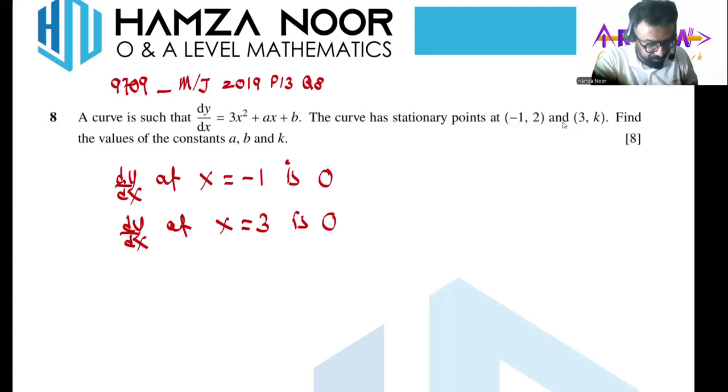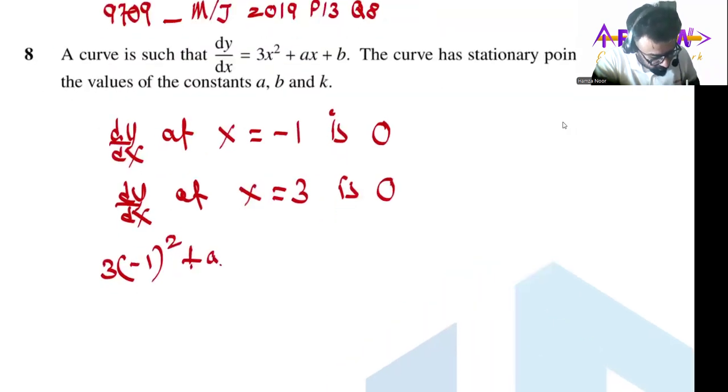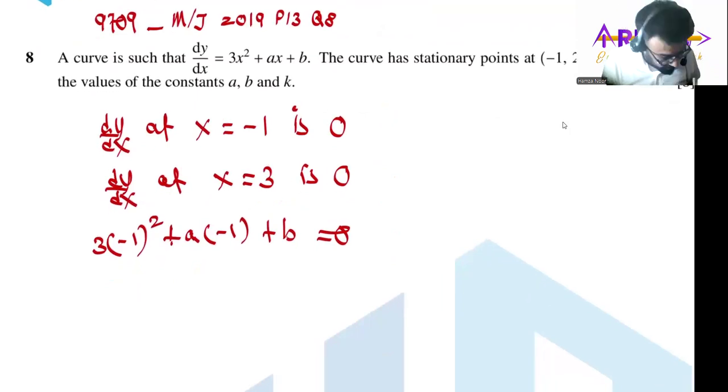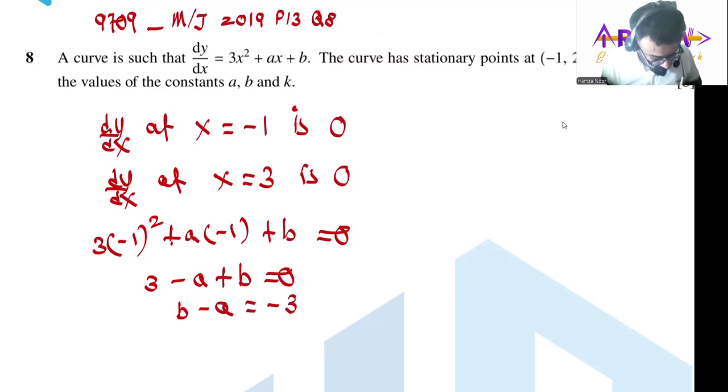So first of all, in the dy over dx function, I'm going to put x equals -1. So 3 times (-1) squared plus a times -1 plus b, and this whole thing will be equal to 0. So here we have an equation connecting a and b, which is 3 minus a plus b equals 0. Meaning I can say that b minus a is equal to -3. Here we have equation number 1, connecting a and b.